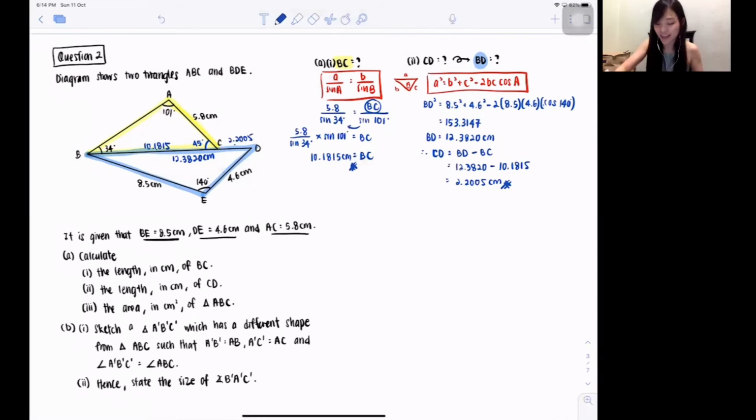2.2005. So next one, the third one. Find the area ABC. Okay, easy. So they want to find area ABC, right? ABC is which one? Isn't it the one in yellow color?